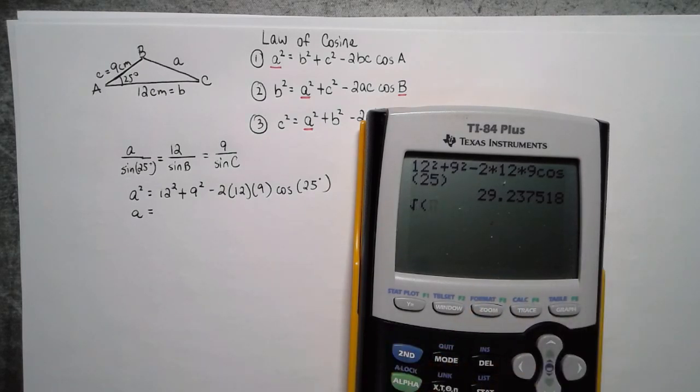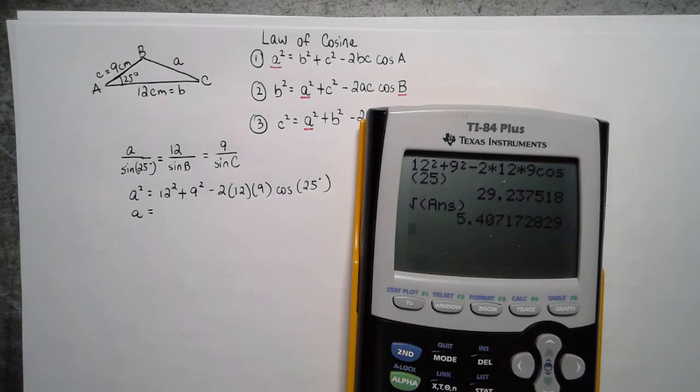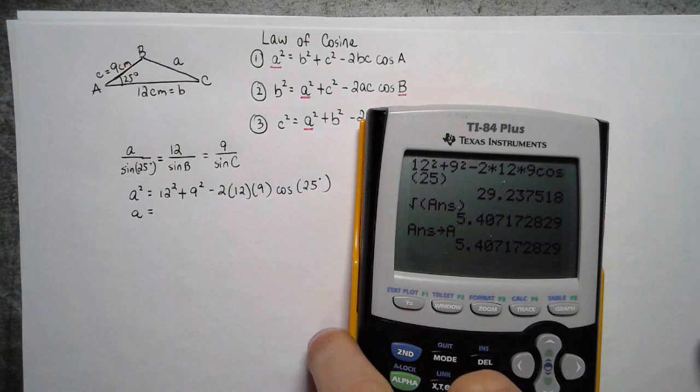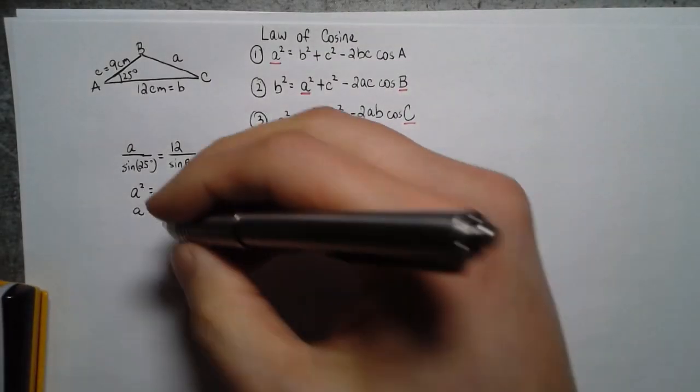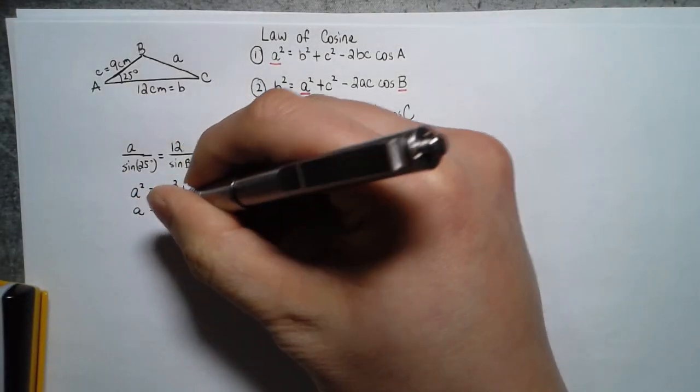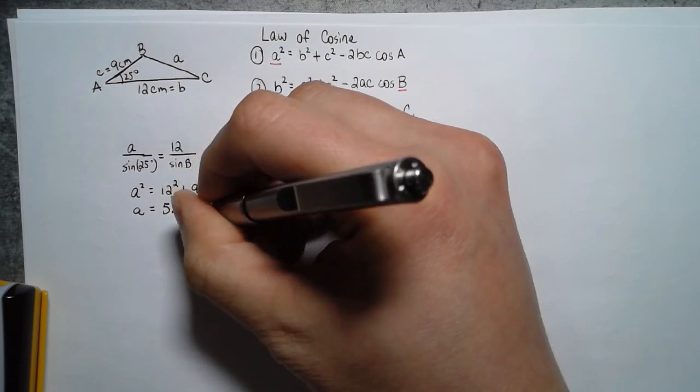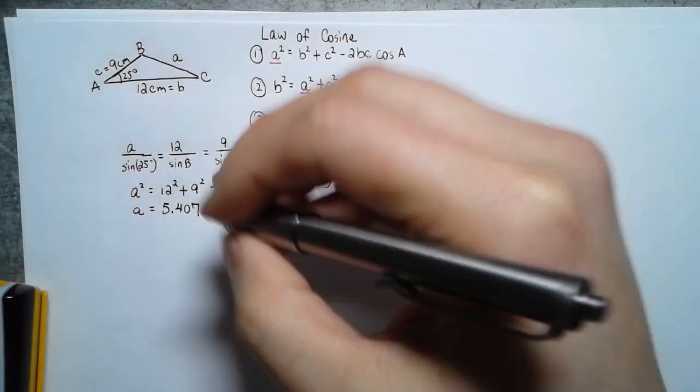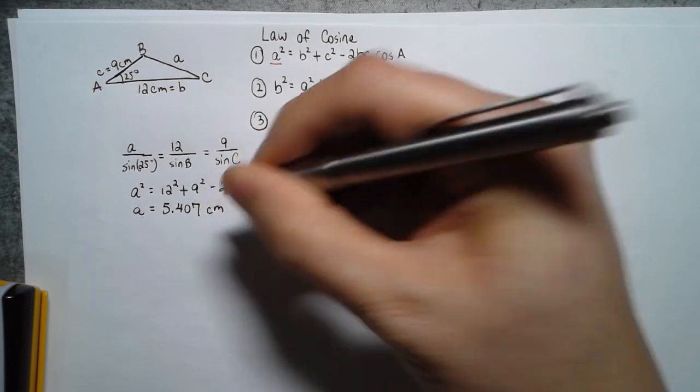So the square root of that answer is 5.407, which I'm going to store in letter A right now so that I can use that answer to find the other answers. So I remember the answer is 5.407, and that'll be in centimeters. That is side A.